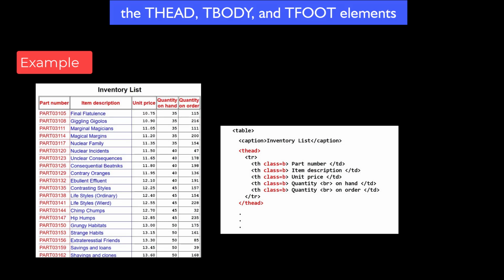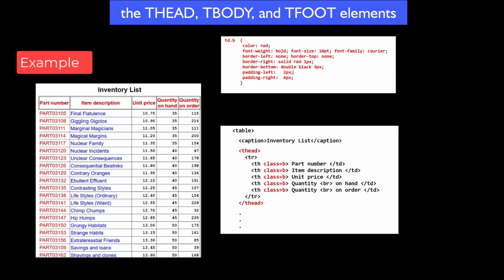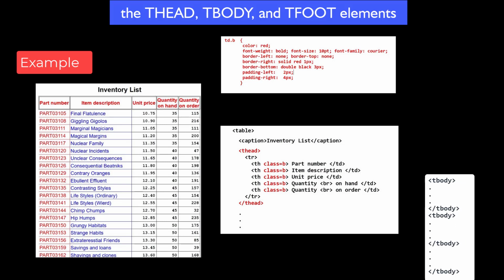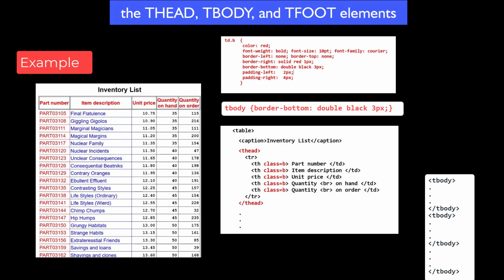Now for the class of B, I specified this: td.b, color red, font-weight bold, font-size 10 point, font-family courier, border-left none, border-top none, border-right solid red 1 pixel, border-bottom double black 3 pixels, padding-left 2 pixels, padding-right 4 pixels. Again, this was constructed using trial and error. And I put a few tbody elements with their end tags in the body. Finally, I defined a style class for tbody: tbody, border-bottom double black 3 pixels.